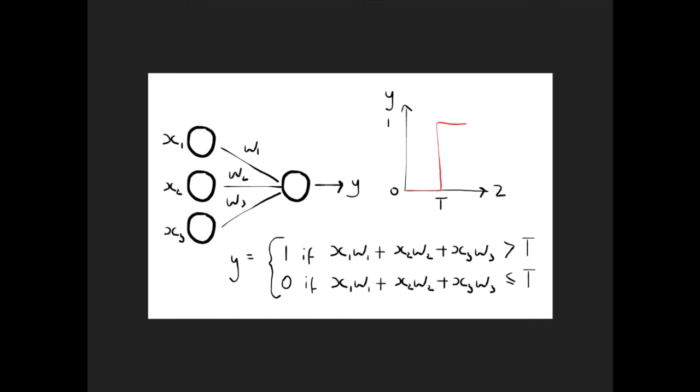Here what we're doing is we're taking the sum of all the inputs, the x1 times w1, x2 times w2, x3 times w3, all added together. If they're greater than some threshold, which I've just put down as t there, then we're going to send out a 1. Otherwise, we're going to send out a 0. So it's either on or off. This is the McCulloch and Pitts neuron.